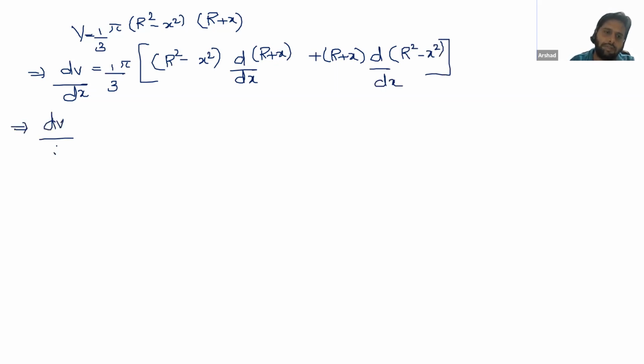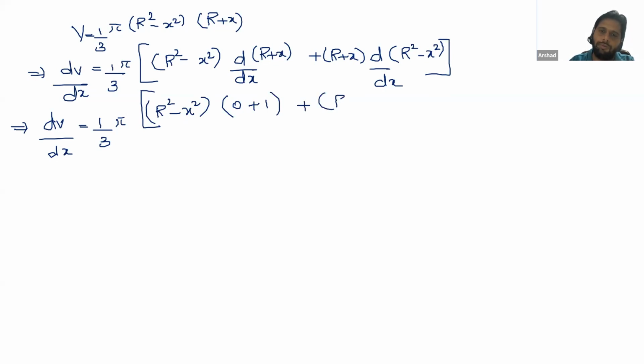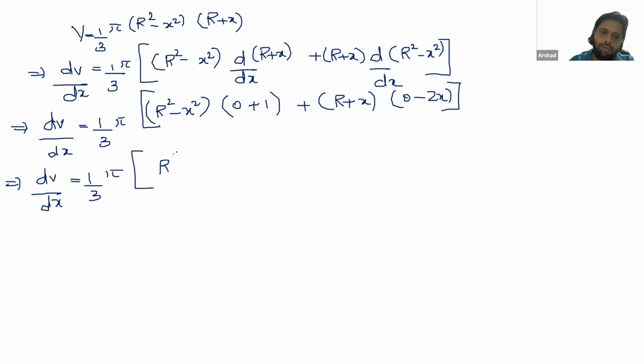So dv by dx is equal to 1 by 3 pi, r square minus x square. Differentiate this. For r, you will get 0, for x, 1. r plus x. For this one, you will get 0 minus 2x. So here you will get dv by dx is equal to 1 by 3 pi. Open this. So here you have r square minus x square plus, open this bracket, minus 2rx minus 2x square.